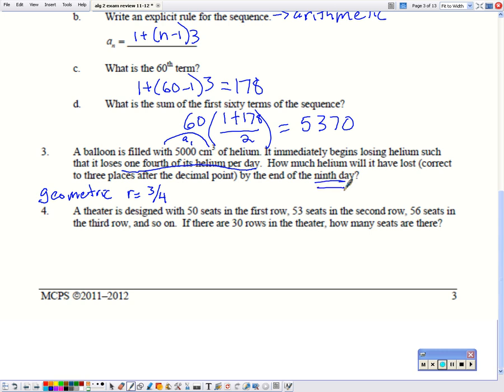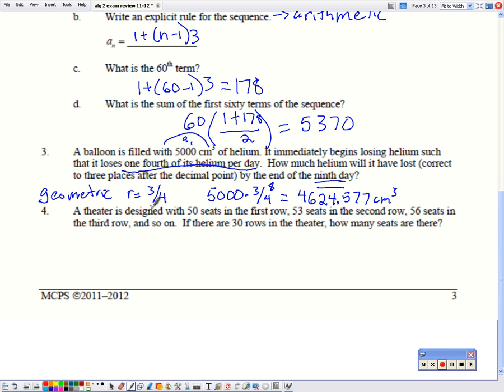So by the end of the 9th day, I'm going to use the formula first term times the ratio raised to n minus 1, which would be 8. Now to 3 decimal places, and grab my calculator, I get 4,624.577 cubic centimeters.